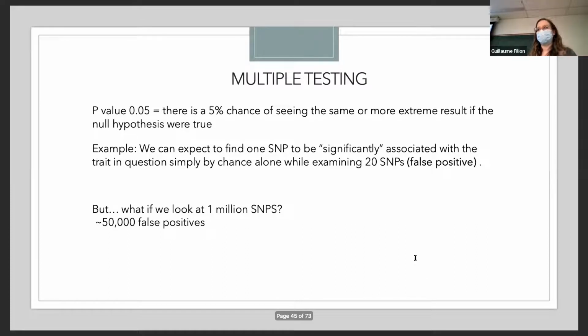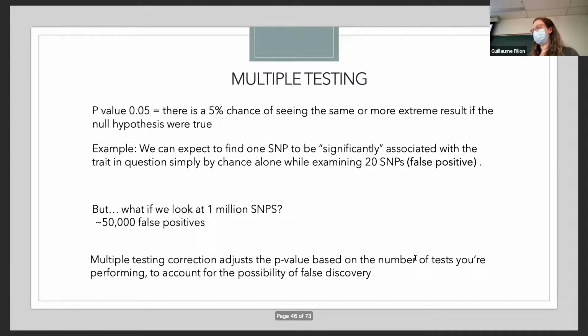But if we're testing 1 million SNPs, that's 50,000 false positives. That's not so good, right? If we have a data set and we pick up 50,000, and you don't know which ones are false positives, you end up having all of this data, and you don't know which ones are true versus false positive. That's a problem. So that's a big issue with GWAS because we're testing a large number of SNPs across the genome.